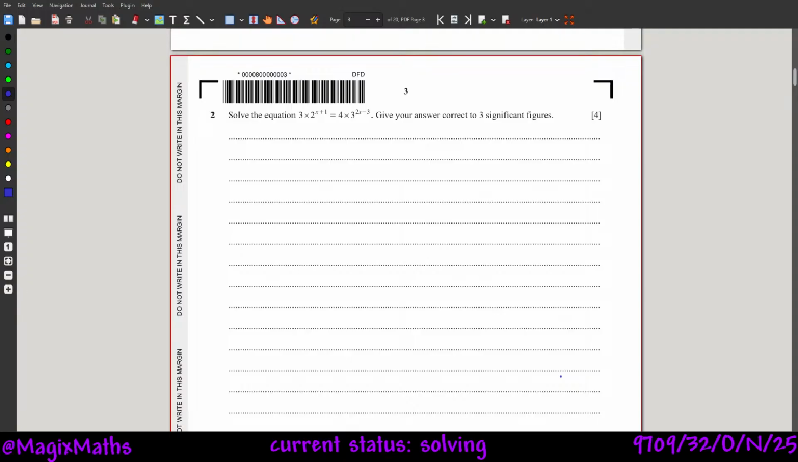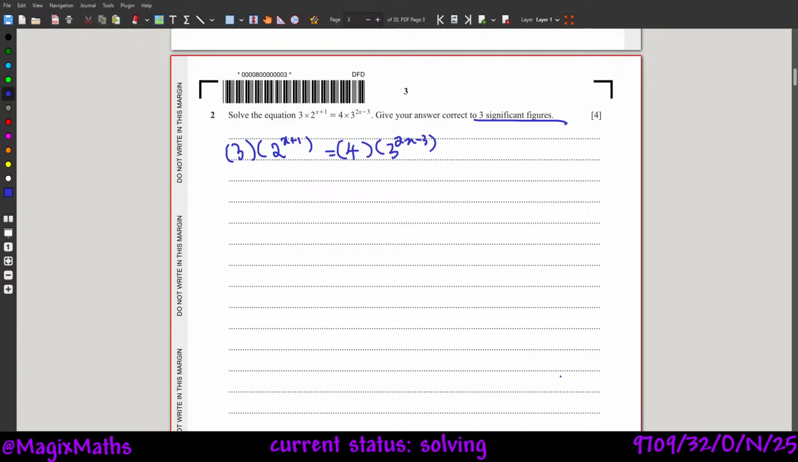Now let's move on to question 2. Solve the equation 3 times 2 to the power of x plus 1 equals 4 times 3 to the power of 2x minus 3, and then give your answer to 3 significant figures. So let's take a look. We have 3 times 2 to the power of x plus 1 equals 4 times 3 to the power of 2x minus 3.